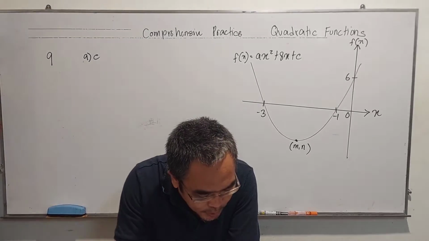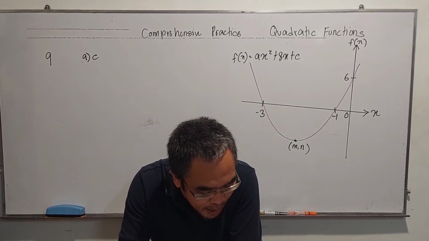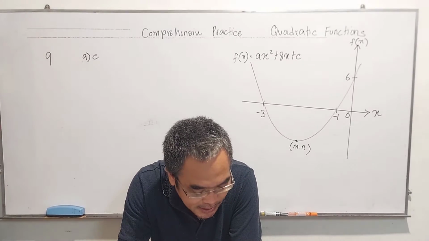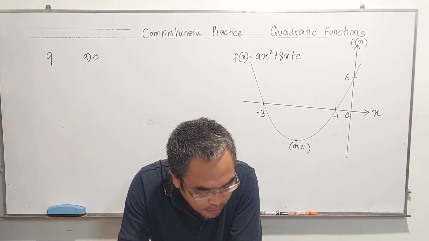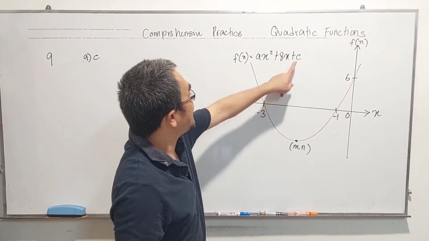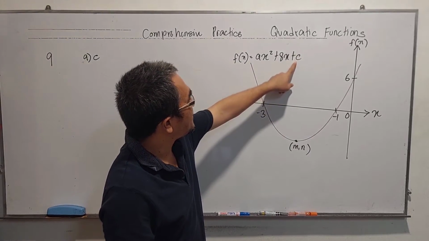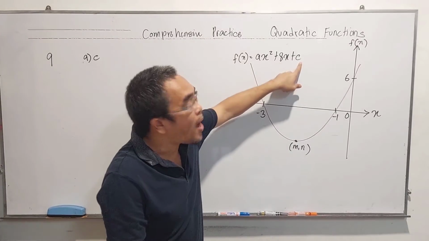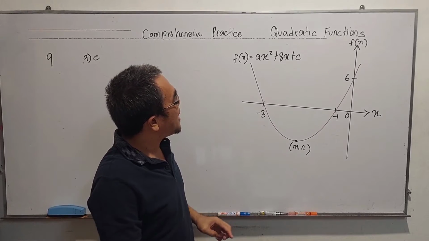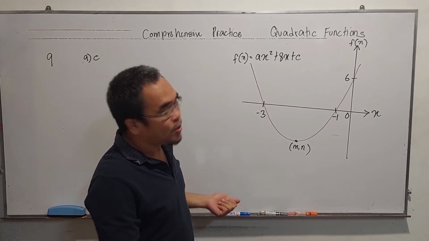The diagram shows the graph of the quadratic function f(x) equals ax squared plus 8x plus c. Calculate the value of each of the following. A is the value of c. C is here. So how to find c? C is the y-intercept. So sometimes there is no calculation that you can do in order to solve that.